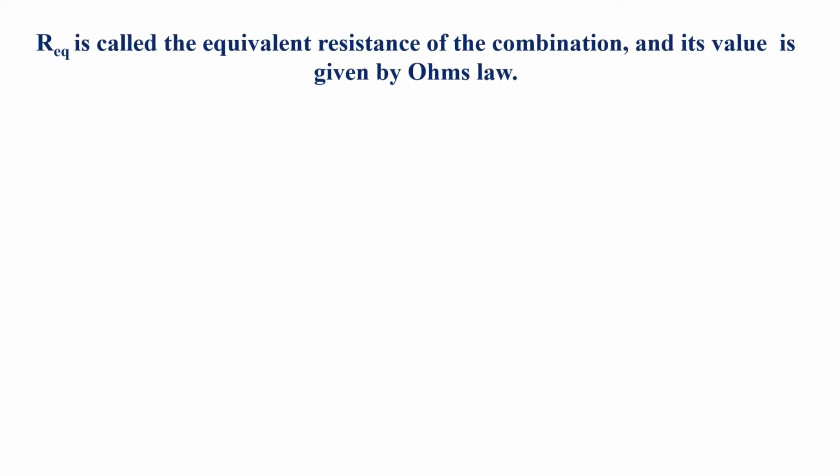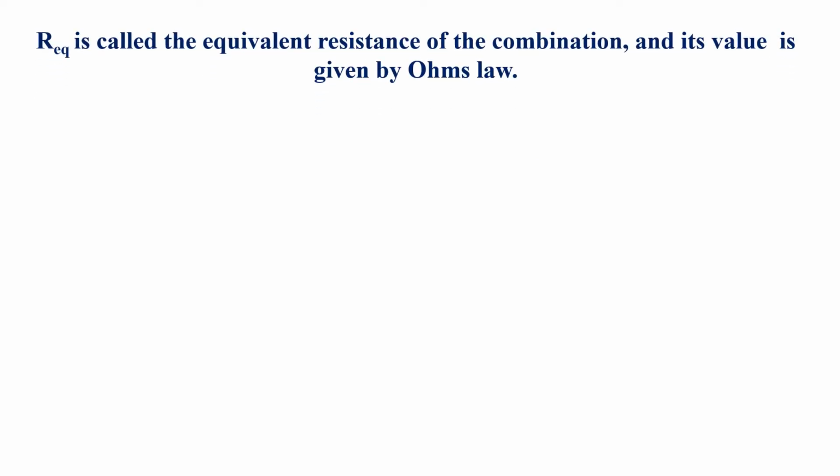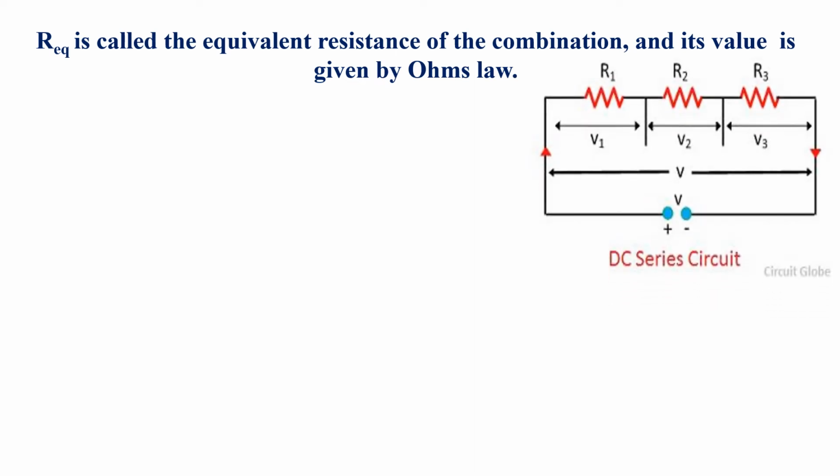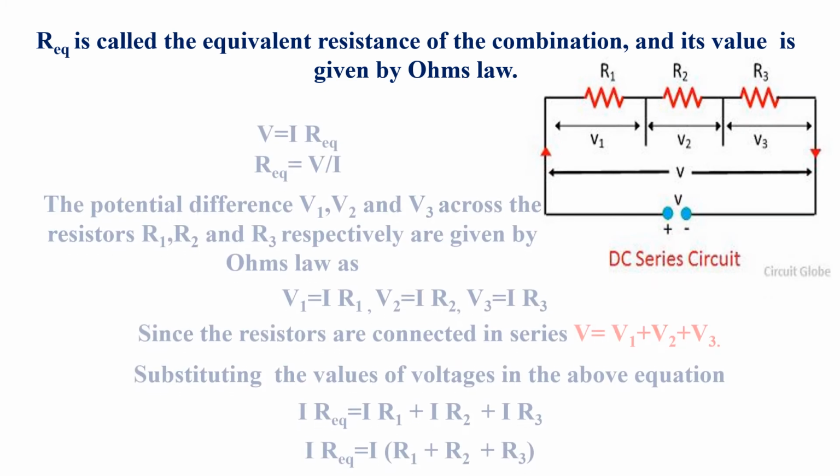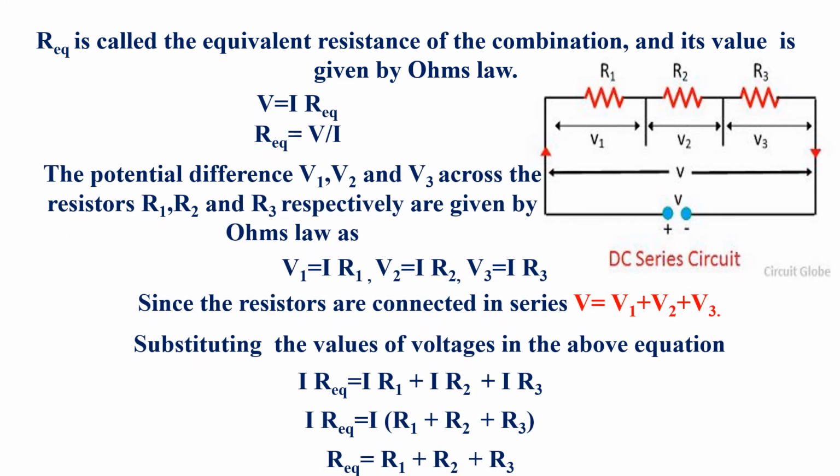Now, as I told you, Req is called the equivalent resistance of the combination, and its value is given by Ohm's law. So this is the circuit. Here you can see V1, V2, V3. Before, I told you that when we calculate these three values, it is equal to the value of the battery. And R1, R2, R3, when we calculate that, we represent it with Req. Why? Because I is constant in the whole circuit. Now V is equal to I Req.